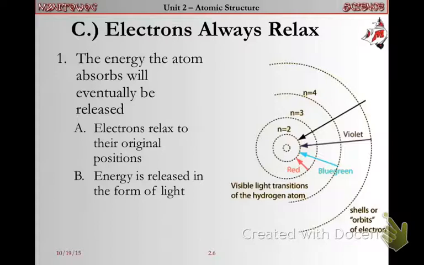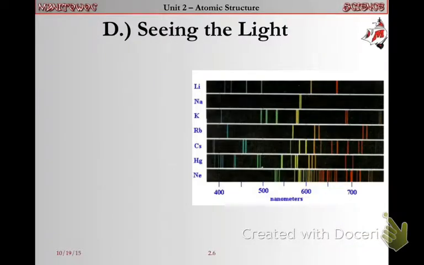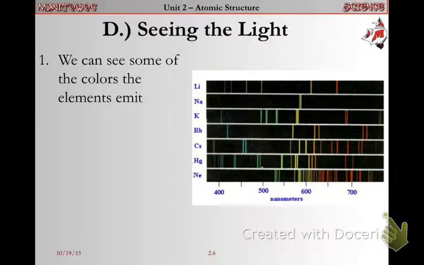What's kind of cool is that atoms will release energy that we can actually see, and they'll release multiple forms of energy, which means multiple different colors of light. And that's what we use to identify the different types of elements that we have on the periodic table. So we can see some of the colors the elements emit. For instance, we've got lithium and sodium, potassium, rubidium, cesium, mercury, and neon here. So we've got a lot of alkali metals and then mercury and neon on the bottom.